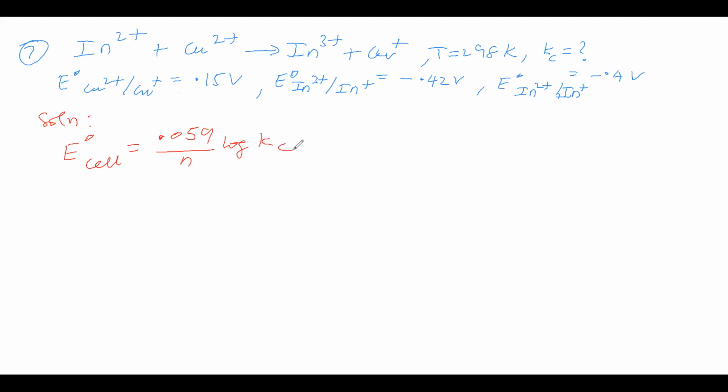It is a formula we have derived already. Here they are asking Kc, the equilibrium constant. The Kc and cell potential relation we derived already: E naught cell is equal to 0.059 by n log Kc. E naught cell is called the standard cell potential.